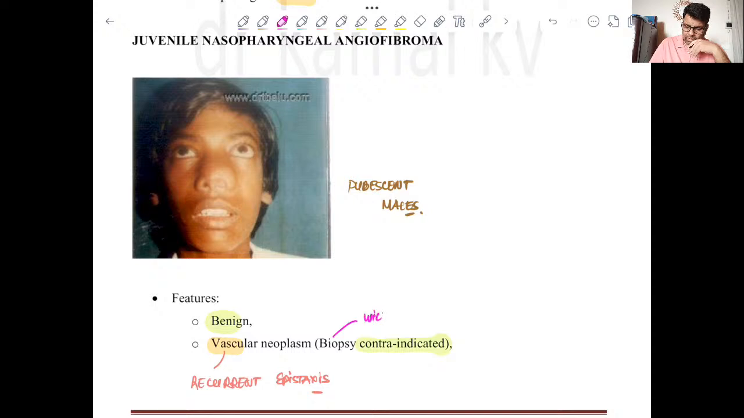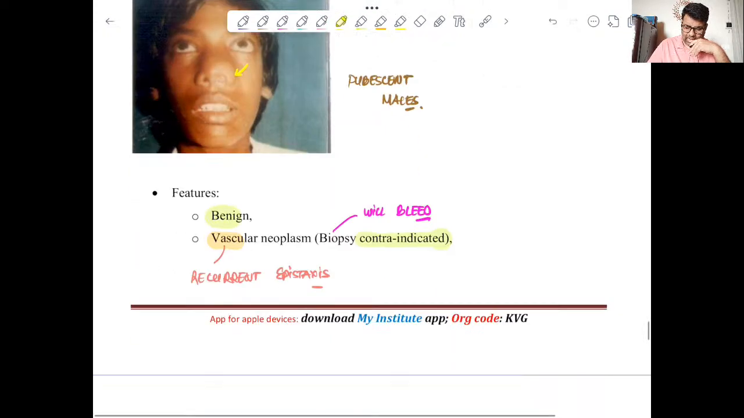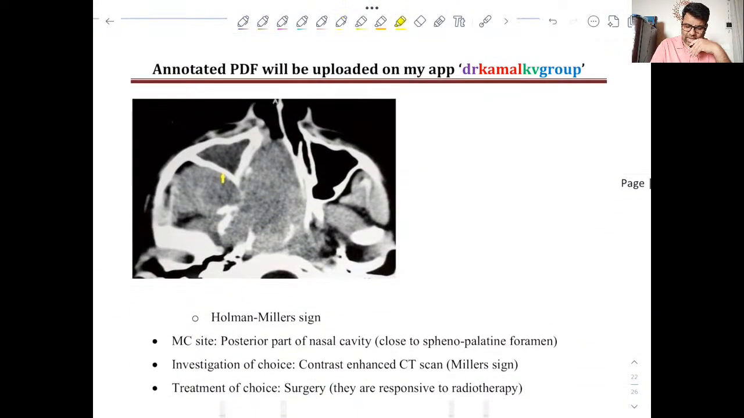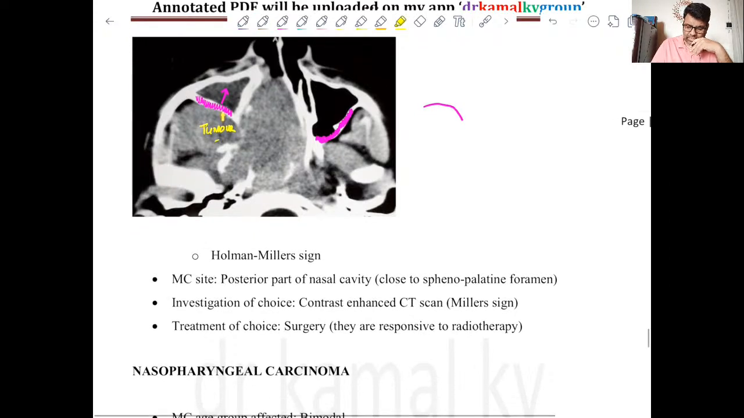So therefore it is said that please don't do biopsy. So this is juvenile nasopharyngeal angiofibroma. And on CT scan we will see a classical Holman-Miller sign where the tumor mass is actually pushing the posterior wall of the maxillary sinus anteriorly. Okay, so therefore it is bent forward. Normally if you see, this is the normal side, it is curved backward, but here it is pushed forward. So this is the Holman-Miller sign seen on CT scan.